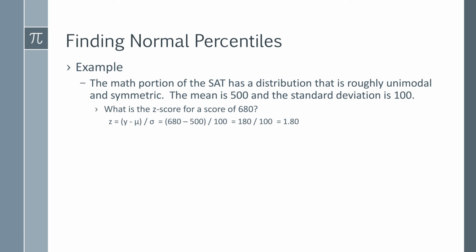So we have our formula here to get our z-score. We take our data point of 680, minus our mean of 500, and then divide that by the standard deviation of 100, and that gives us 1.8. So our z-score of 1.8 corresponds to a test score of 680. That 680 has now been standardized.